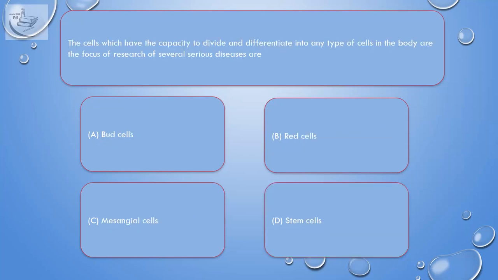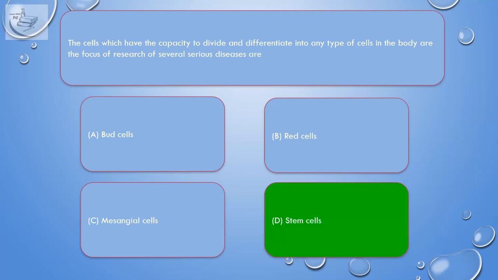Question: the cells which have the capacity to divide and differentiate into any type of cells in the body are the focus of research of several serious diseases. A. Blood cells. B. Red cells. C. Mesangial cells. D. Stem cells. Correct answer is D. Stem cells.